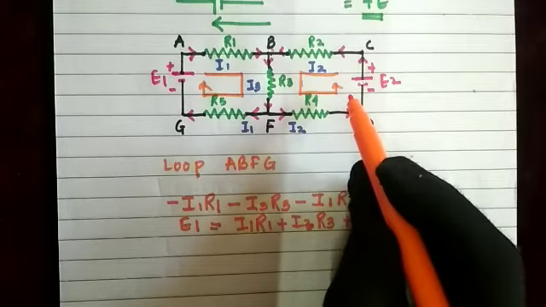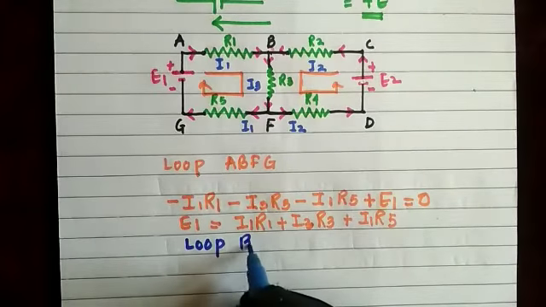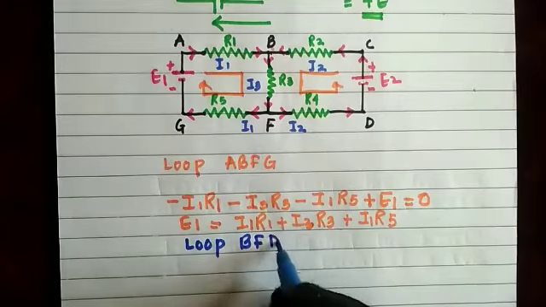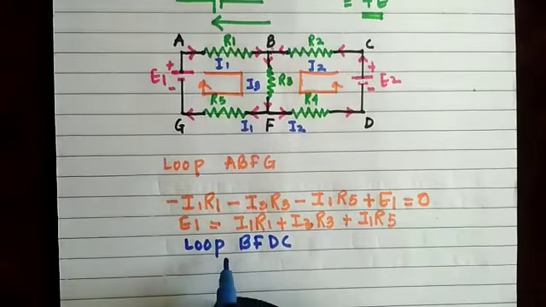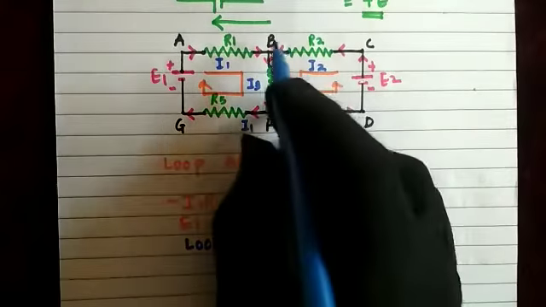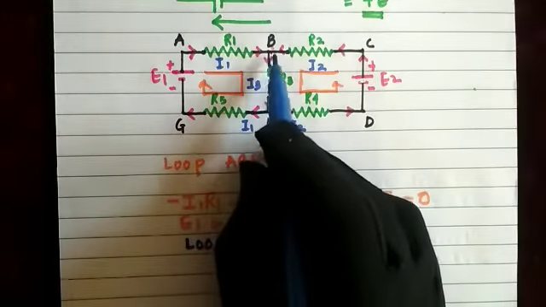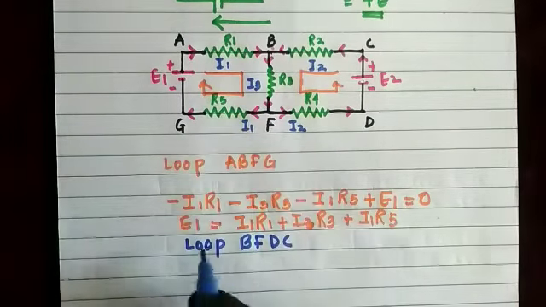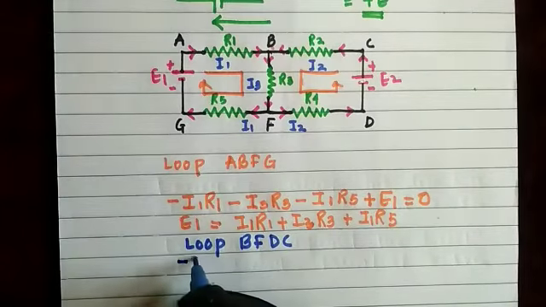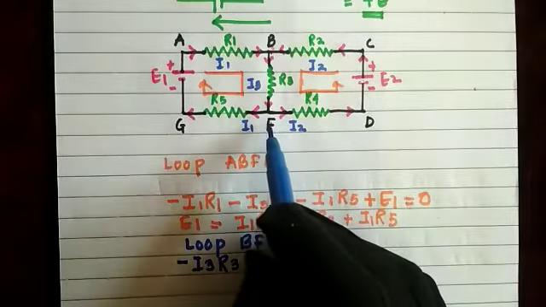So we have to trace loop B F D C, B F D C. If we are applying Kirchhoff voltage law in this loop, so B to F. See, the direction of conventional current is same as the direction of our tracing. So here potential difference will be negative. That means minus I3 R3.